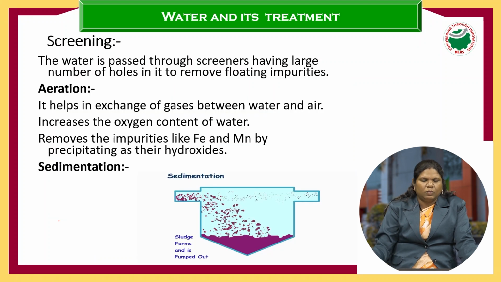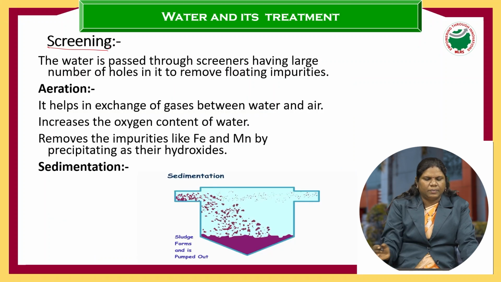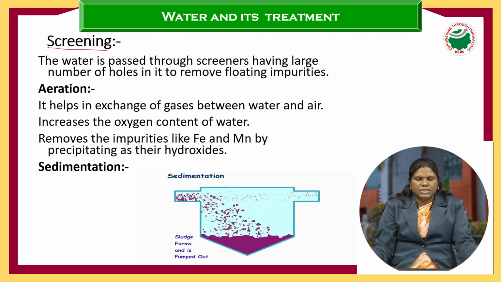The first step of the water treatment is the screening. The water is passed through the screeners having a large number of holes in it to remove the floating impurities. We know the screens will have the holes. Okay, when water is allowed to pass through these screens, what will happen? The large particles, the dust, the leaves, the large dust particles which are floating in the water will be primarily removed. Okay, and we will get somewhat pure water.